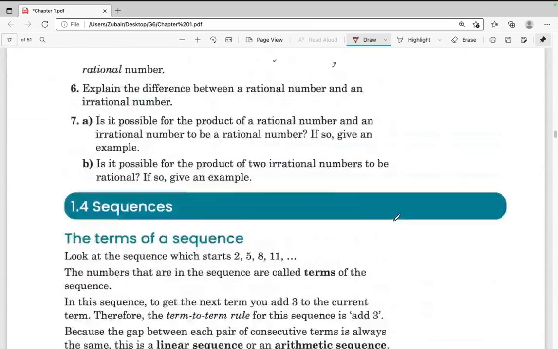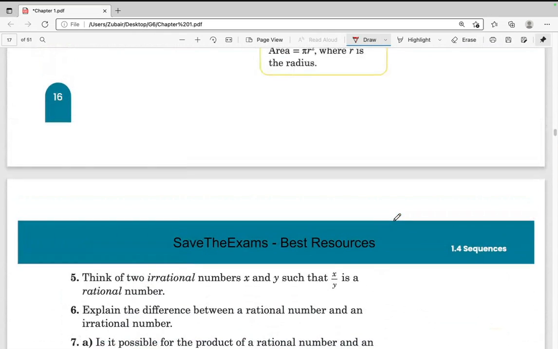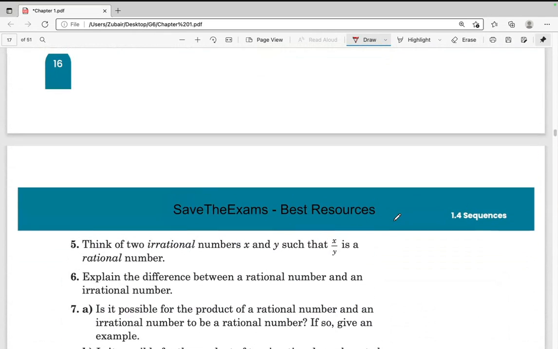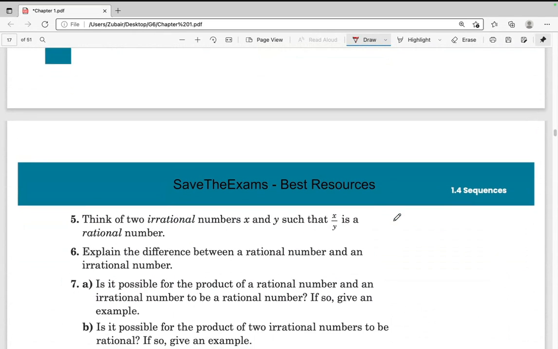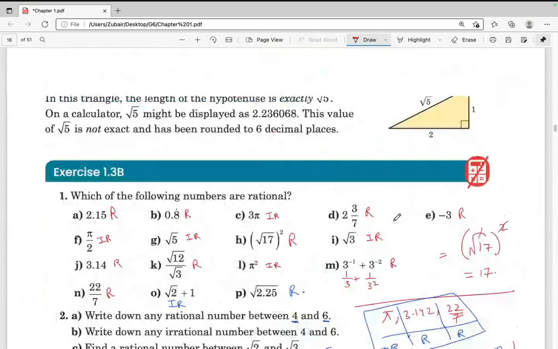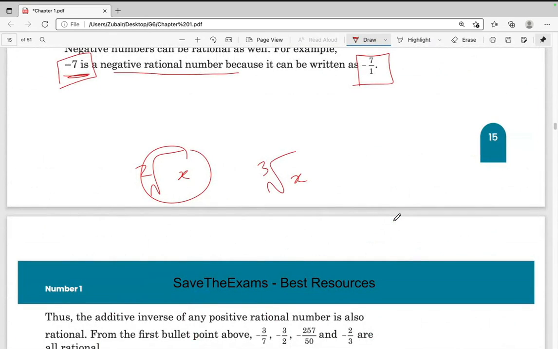Sequence is a different topic. So any problem till now? Haris, Ali, any issues? No, sir.